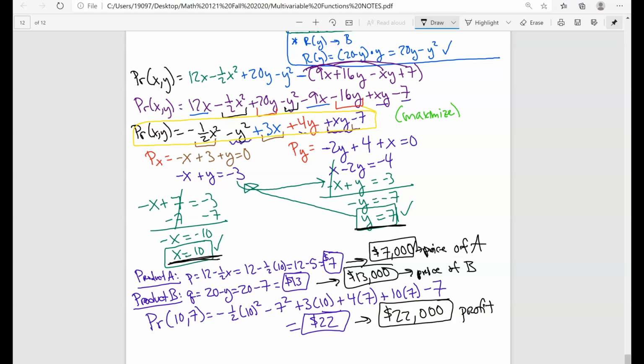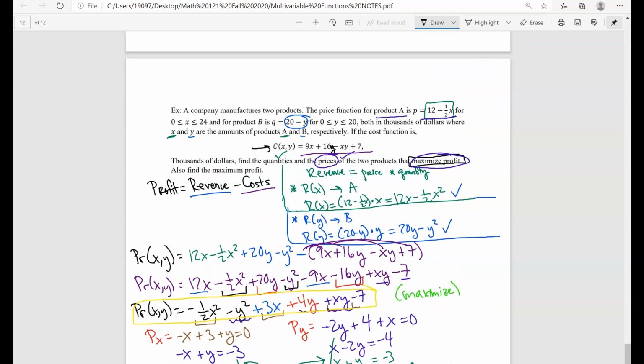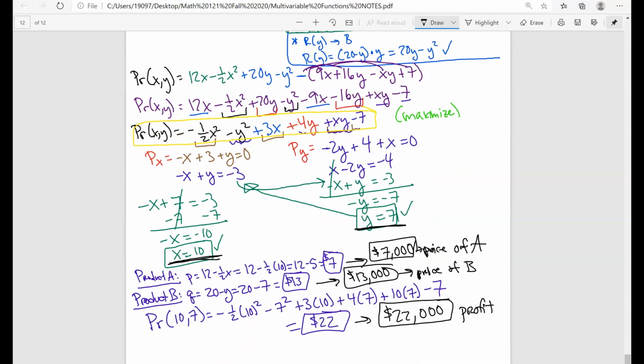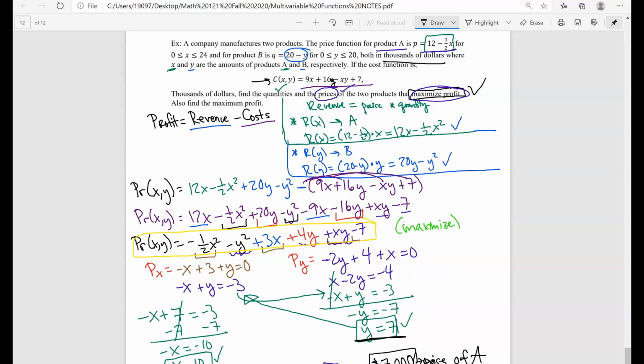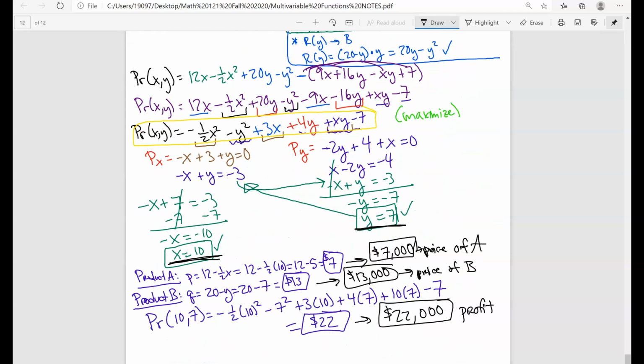Just to be very explicit, remember that this was all given to us in thousands. It was easier for me to plug 13 and 7 into the formula because it's a lot easier to work with those numbers. But remember that our problem says that everything is in thousands. Okay, so that's how you would do this problem. We got everything down. We got our maximum profit, our prices, and our quantities using partial derivatives.